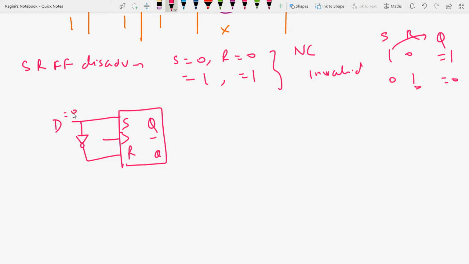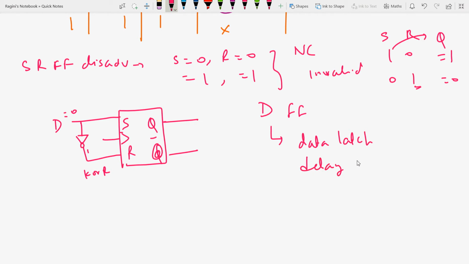If D is 0, 0 will be going to S, but 1 will be going to R. So, this is Q and Q bar. Now, this D flip-flop is known as data latch. It is known as delay flip-flop. It is known as D-type bistable. So, by connecting the inverter between S and R inputs, the S and R inputs become the complements of each other, ensuring that the two inputs will never be equal to each other, right?